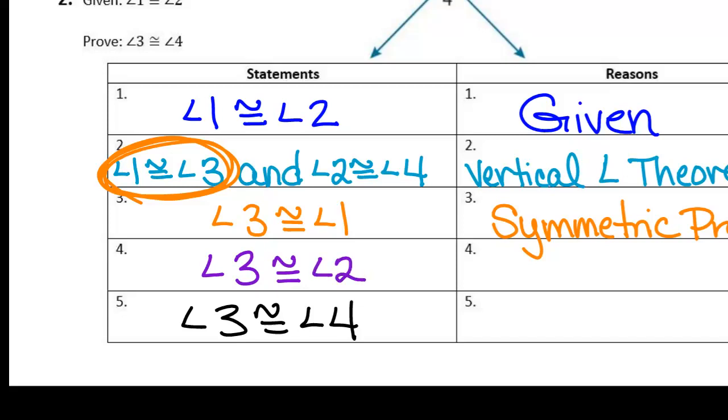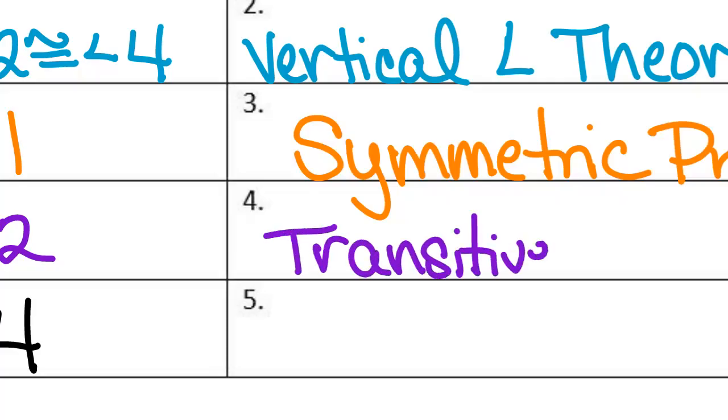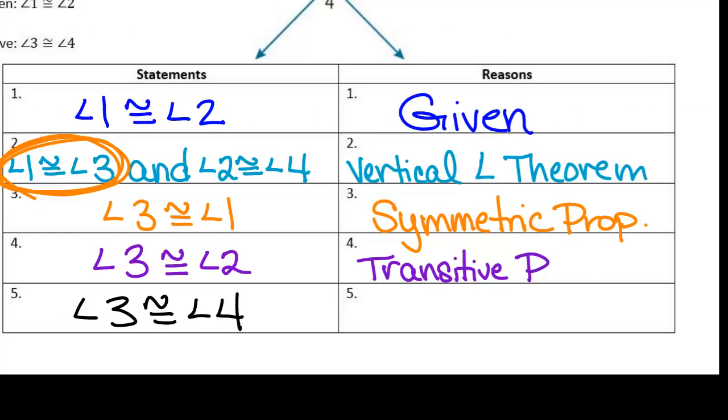Now, normally when I make a replacement like this, we use what property? Most of the time we use substitution, but I can only use substitution if there's an equal sign. I don't have an equal sign here, so I need something that works like substitution. Transitive property, yes. Transitive property.